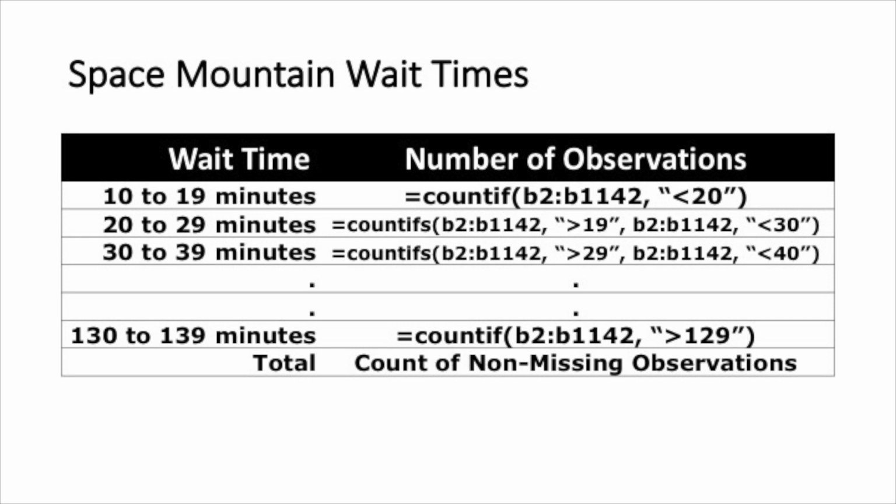And then our last class, where we want to know the number of observations with wait times between 130 and 139 minutes, we could just use the good old COUNTIF B2:B1142 greater than 129. The reason we can just use the COUNTIF here is because we know the maximum value is 135. So really, if you count the number of observations that are greater than 129, it's giving you observations that have a wait time of 130, 131, 132, etc. But it goes only as high as 135 because that's the maximum value.